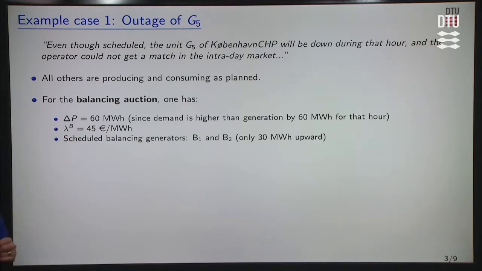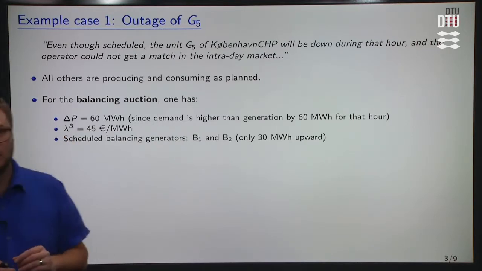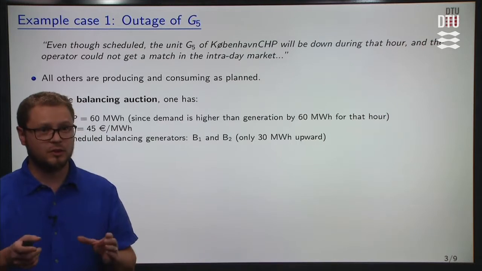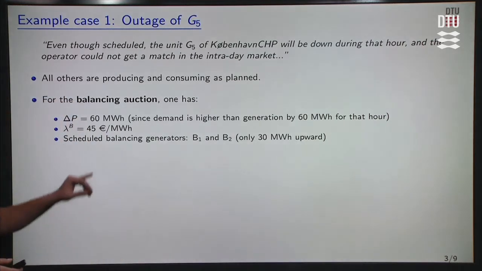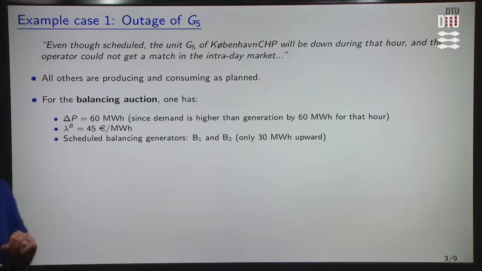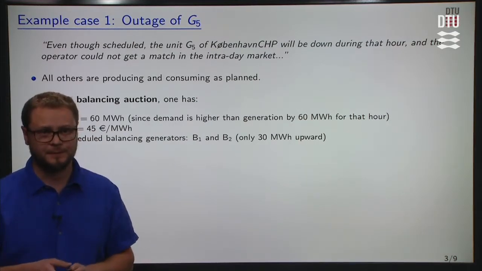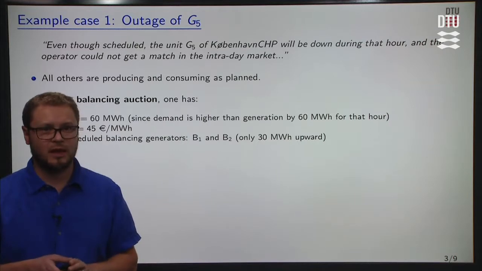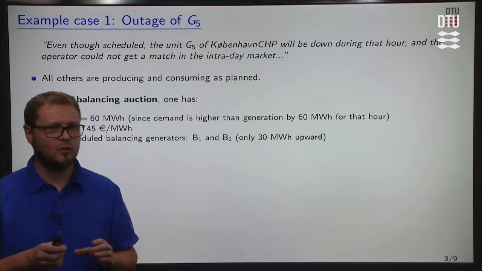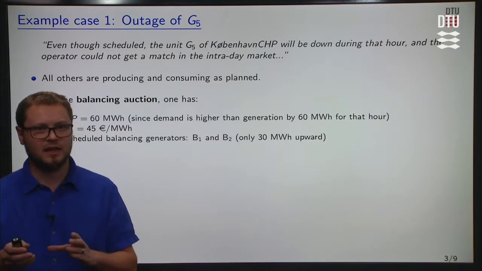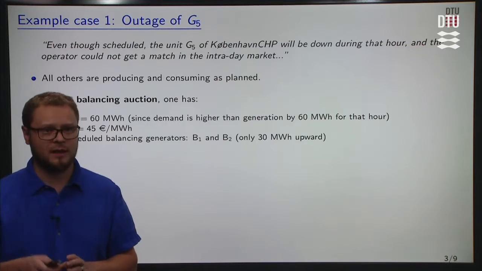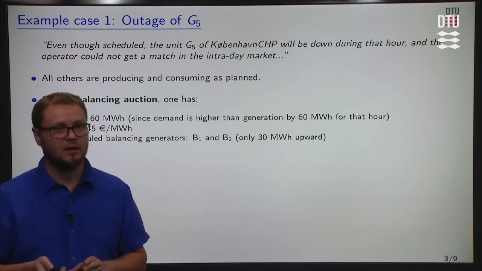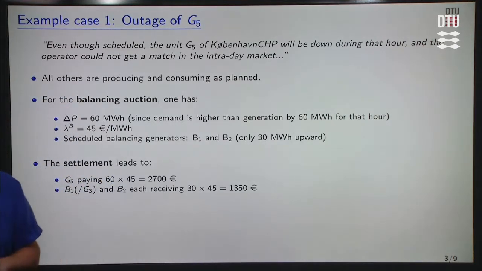If we were to clear the market based on those offers that we saw in the previous block of the module, we get to a price of 45 euro per megawatt hour. The scheduled balancing generators are B1 and B2, the first one being fully scheduled and the second one scheduled for only 30 megawatt hour. Both are in the upward direction. What is happening in terms of settlement?